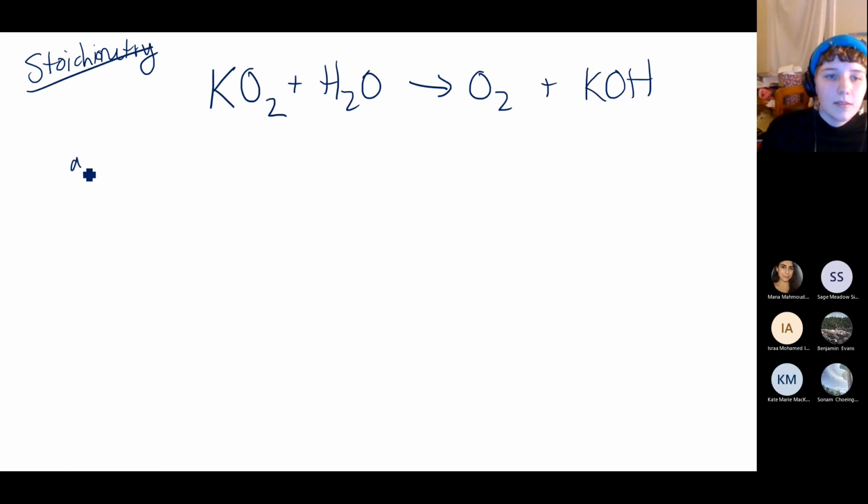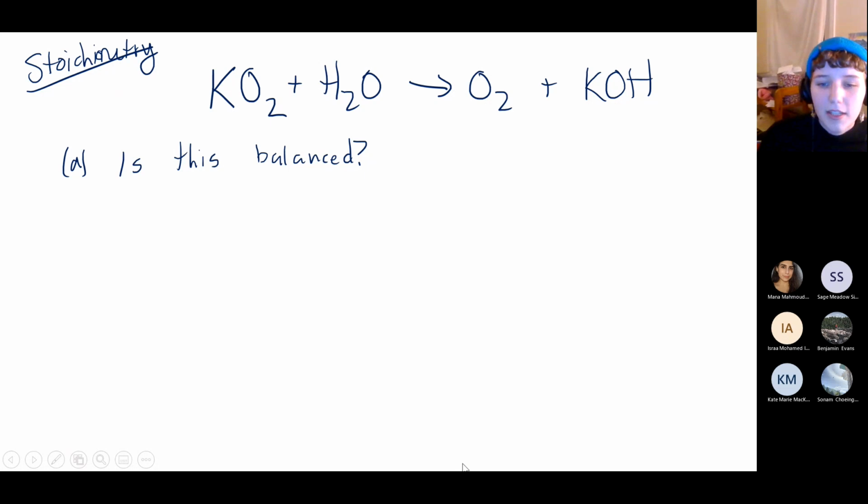So first question: is this balanced? And this is a question that you should always ask yourself, no matter what. If you're given a chemical equation on a test, please ask yourself if it's balanced. So is this balanced? No, it's not balanced. Correct. How do we balance it?